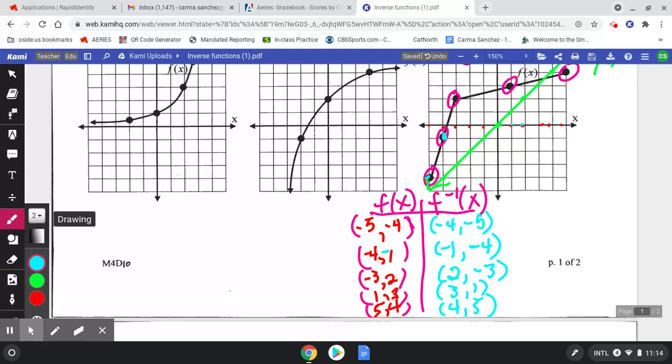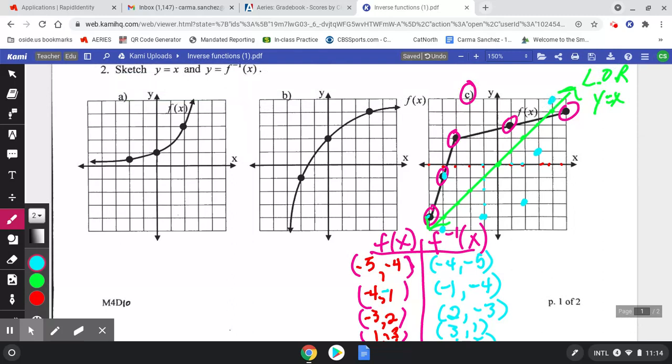We're going back 4 and down 5. That one was right. But this one right here is negative 1, negative 4. Now it's going to be in the right spot. And then we go 2, negative 3. Then we go 3, 1. Then we go 4, 5.